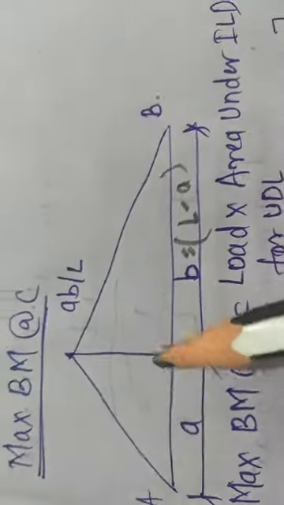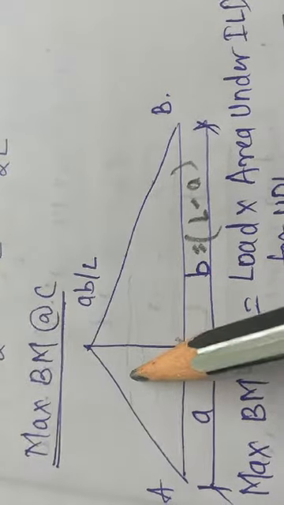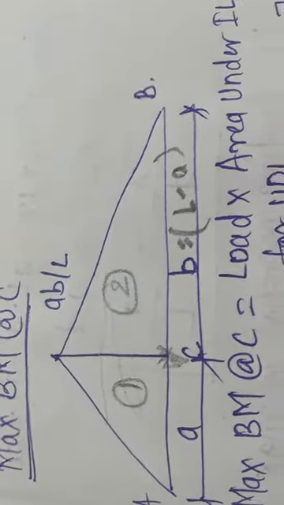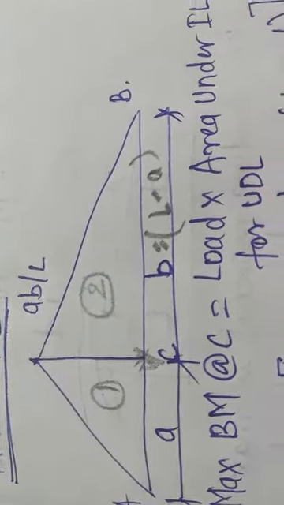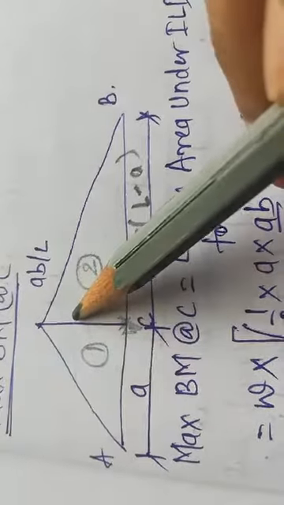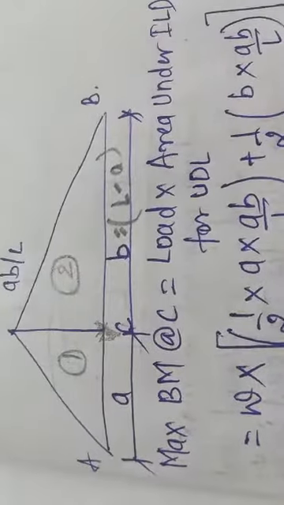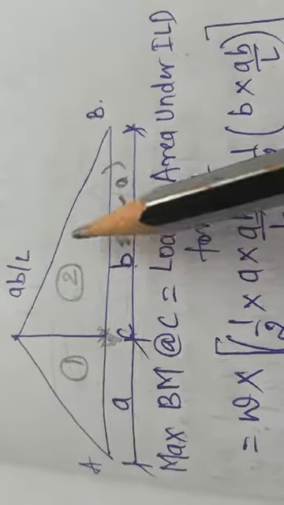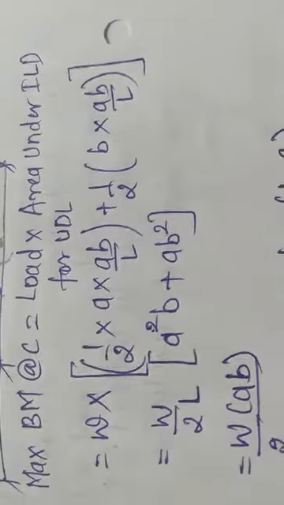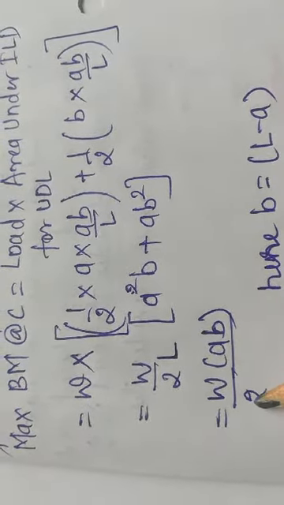So I will divide this one big triangle into two parts, first and second, and I will calculate the area of the first triangle and the second triangle. For the first triangle, half base into height: base is A and the height is AB divided by L. For the second triangle, the base is B and the height is A into B divided by L. After doing the calculations, we will get W A into B divided by 2.